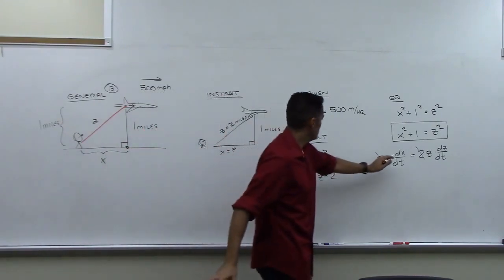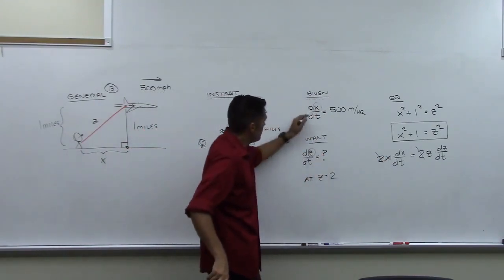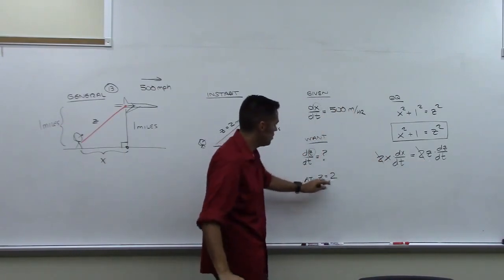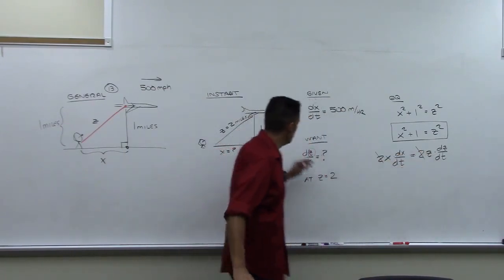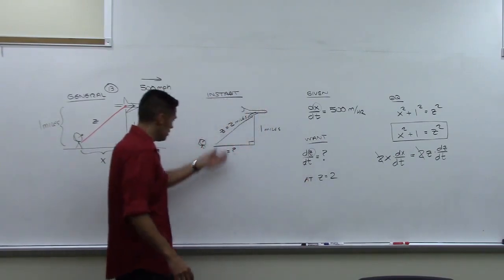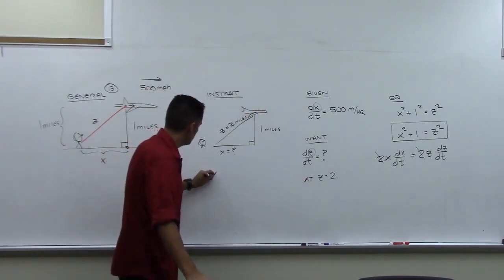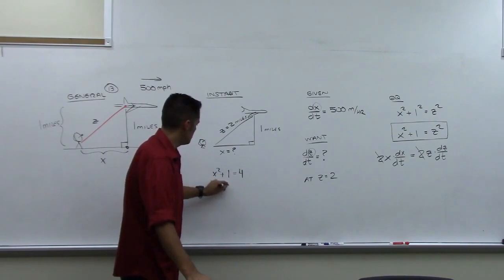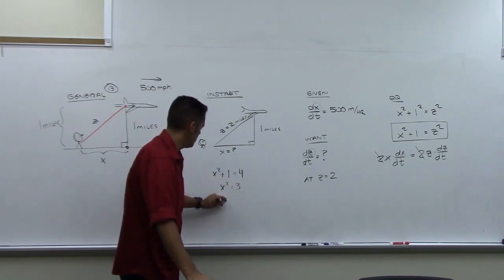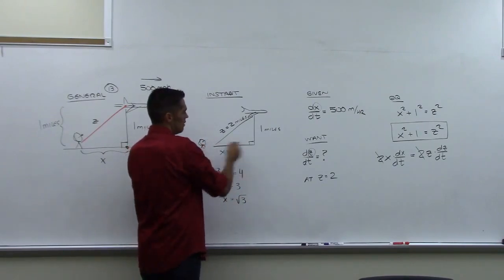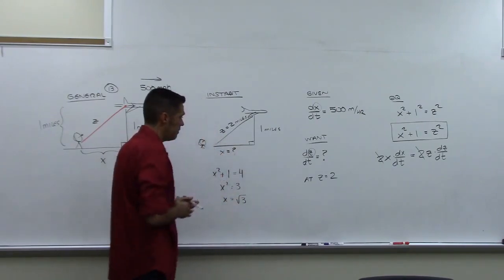Do I know dx dt? Yes, it's 500. Do I know z at the moment in time? Yes, z is 2. And do I know dz dt? No, but that's what I'm trying to solve for. So the only thing I'm missing here is x. So let me go back over here. X squared plus 1 squared, which is 1, must equal 2 squared, which is 4. So x squared must equal 3. So x is positive or negative root 3. But because it's the length of a side of a triangle, I'm going to say root 3.